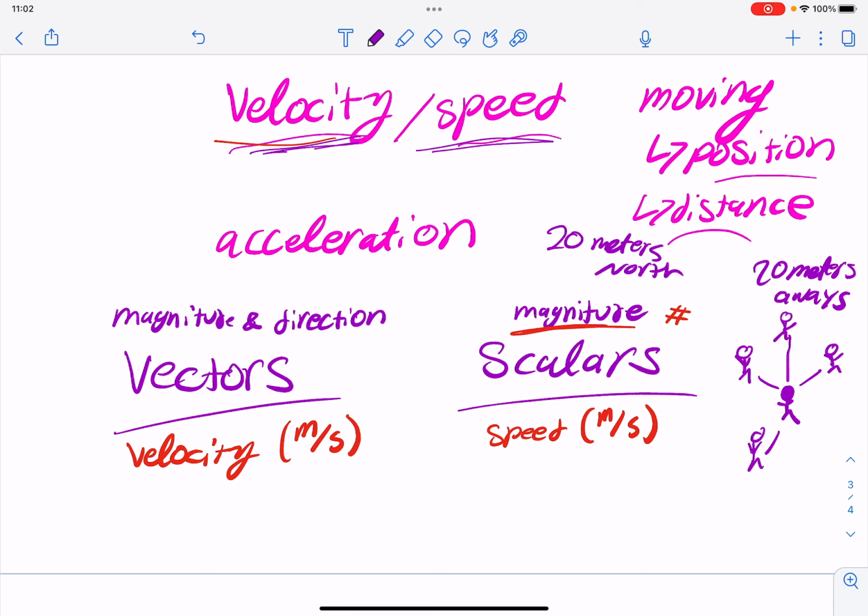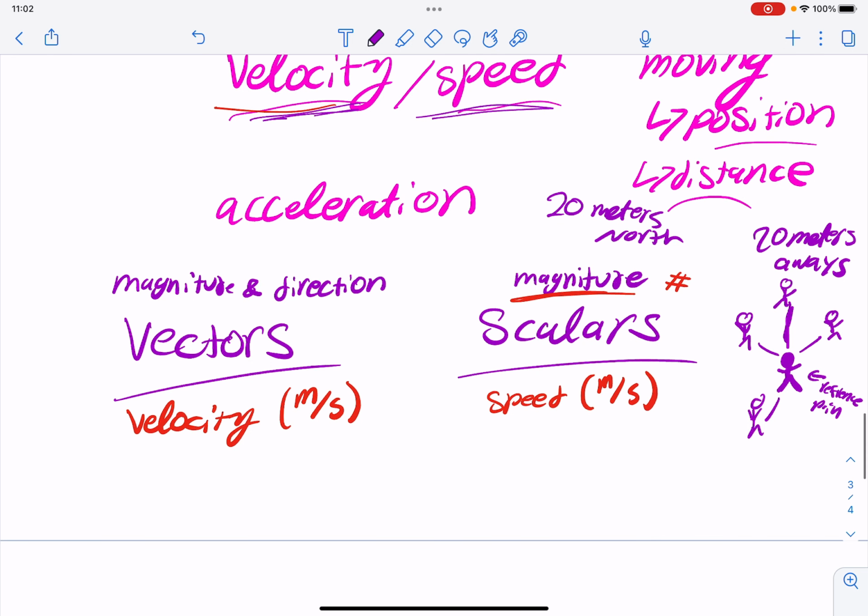So there is a difference between distance and position. We're going to get into displacement now, because distance is just how far you are. Your position will tell you how far you are relative to a reference point, such as this person right here. So this would be our reference point. It would be 20 meters above.